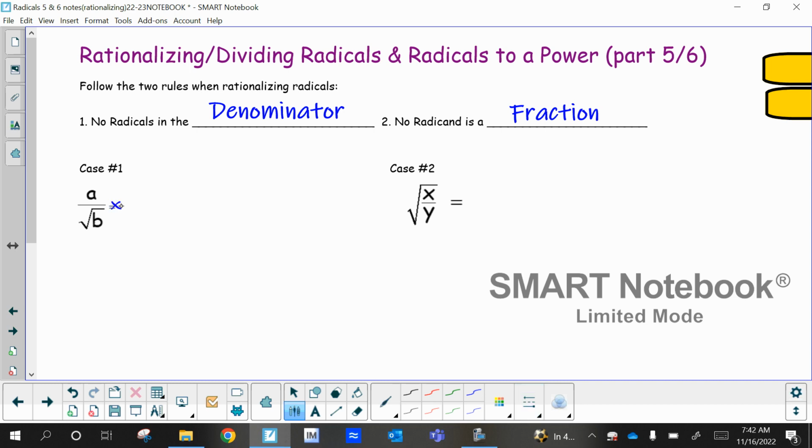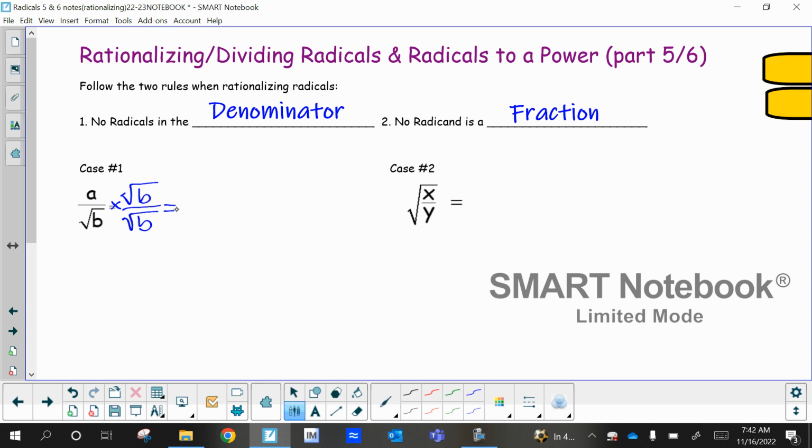So what you're going to want to do is multiply by the number 1, but the way we're going to write the number 1 is related to the denominator, okay? Yes, that is simply the number 1. Radical b over radical b is 1. Any number over itself is the number 1, okay? 10 over 10 is 1.